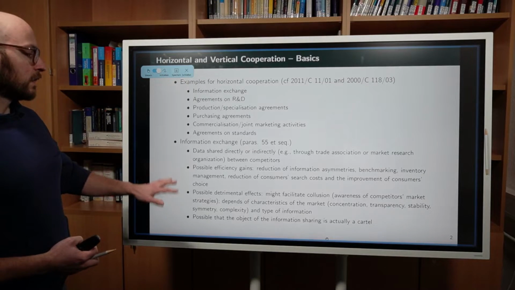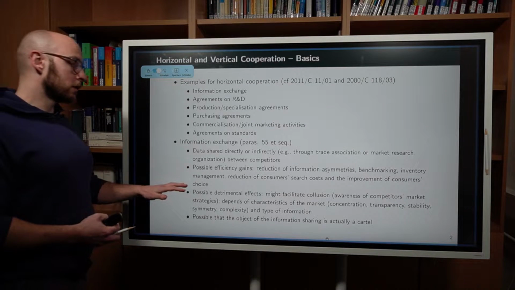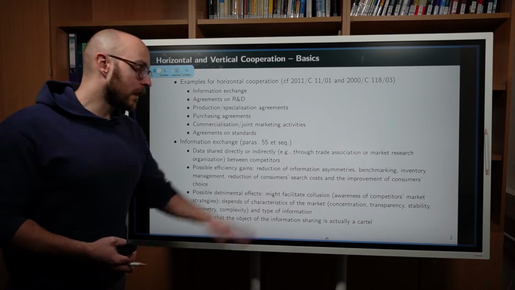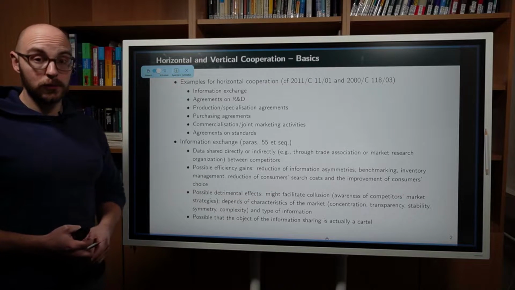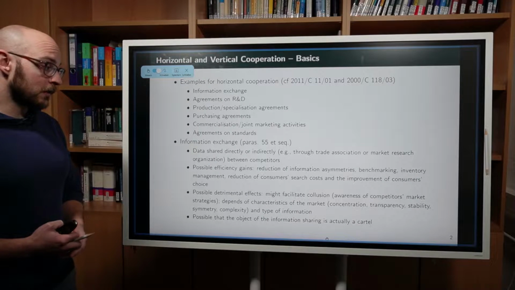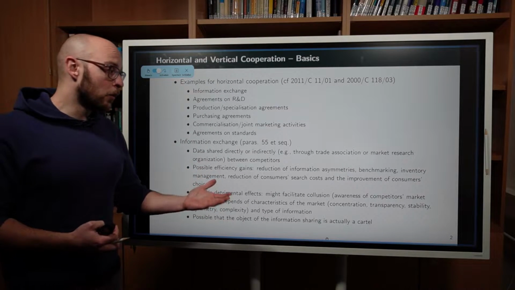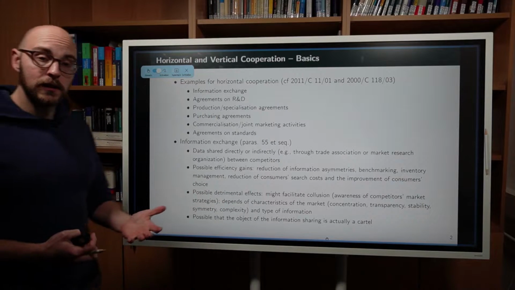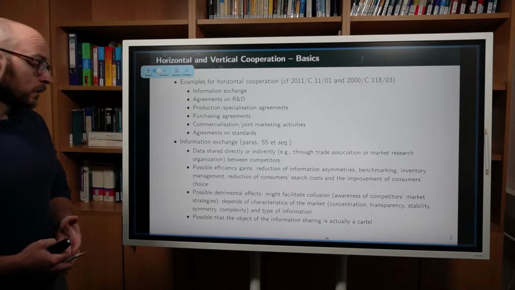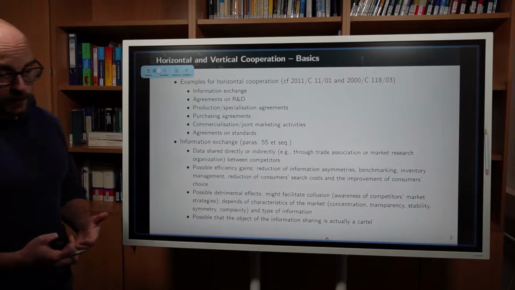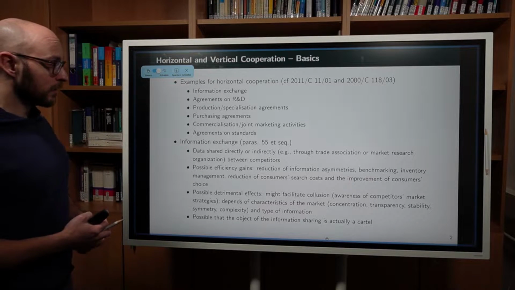However, there are detrimental effects associated to information exchanges. Well, the first one is pretty clear, that we could facilitate collusion. How do we facilitate collusion? Well, the argument is that it reduces the uncertainty, the strategic uncertainty associated to the competitor. So what this actually means against the current literature is relatively unclear.